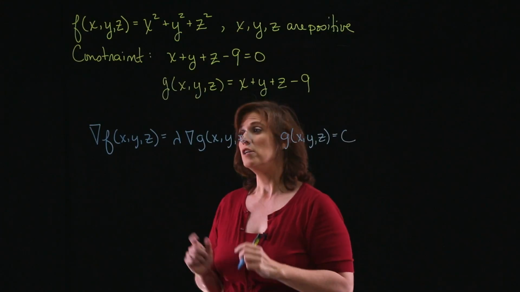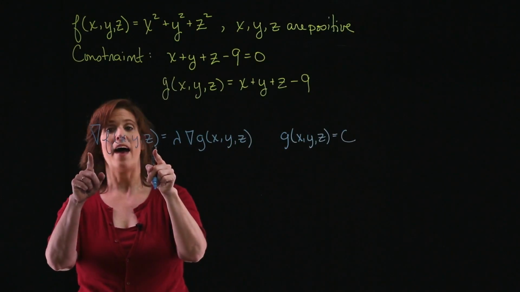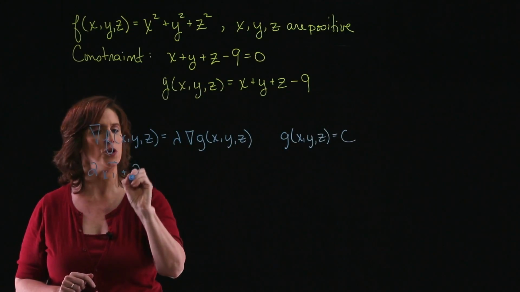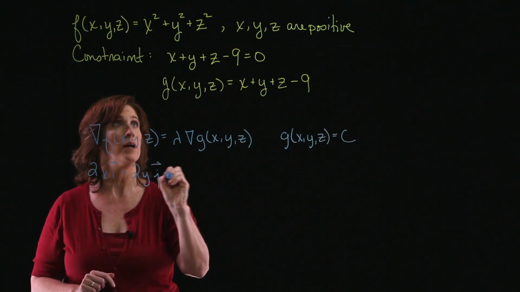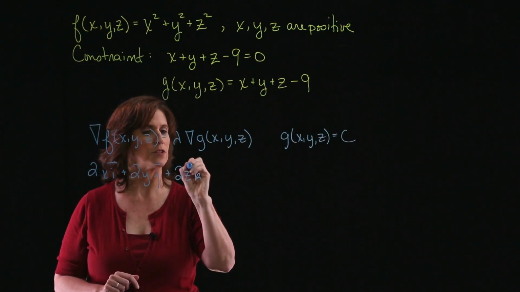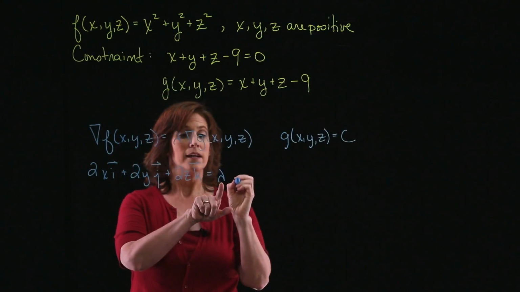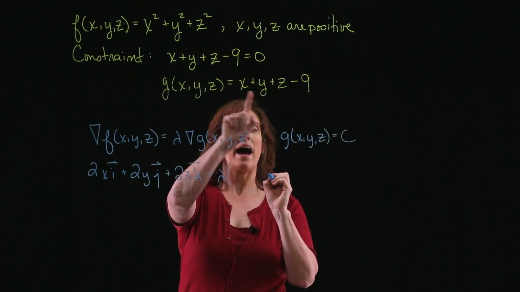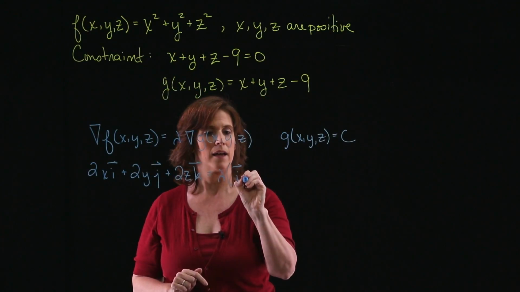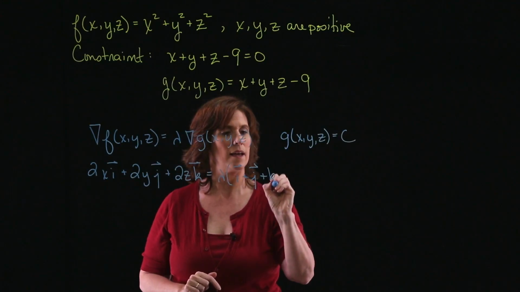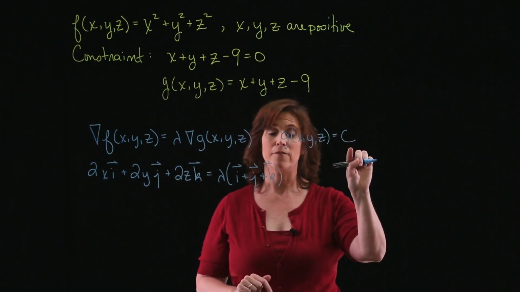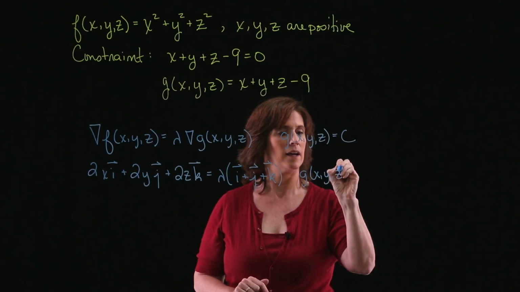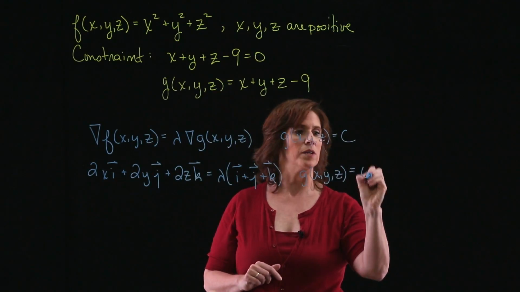equals a constant. So for this particular problem, my gradient of f is going to be 2x times vector i plus 2y times vector j plus 2z times vector k. I have my Lagrange multiplier, and I'll multiply that by the gradient of g, which is going to be i plus j plus k. And of course I have my function g, which is g of x, y, z equals, in this case, 0.